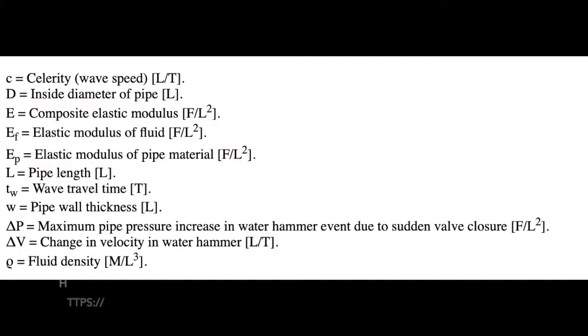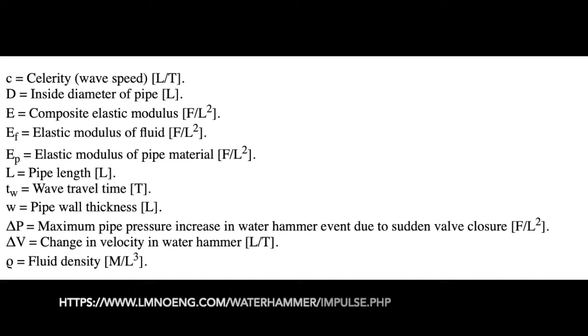Water hammer has many variables when it comes to solving for it. These include: C is equal to celerity or wave speed, that's L divided by T. D is equal to the inside diameter of the pipe. E is equal to the composite elastic modulus. E sub F is equal to the elastic modulus of the fluid. E sub P is equal to the elastic modulus of the pipe material.